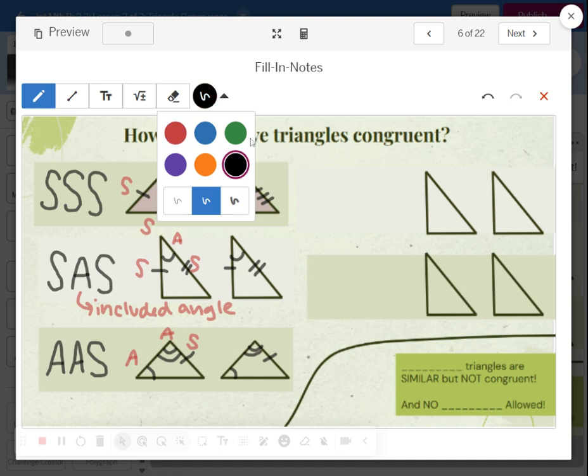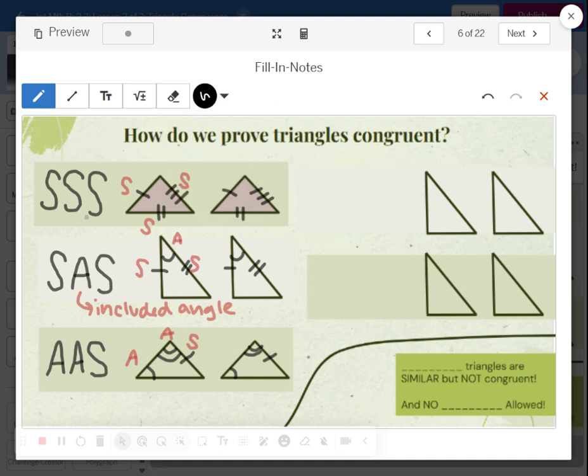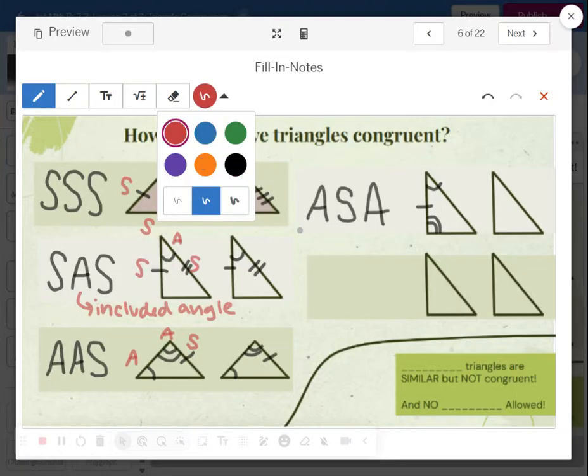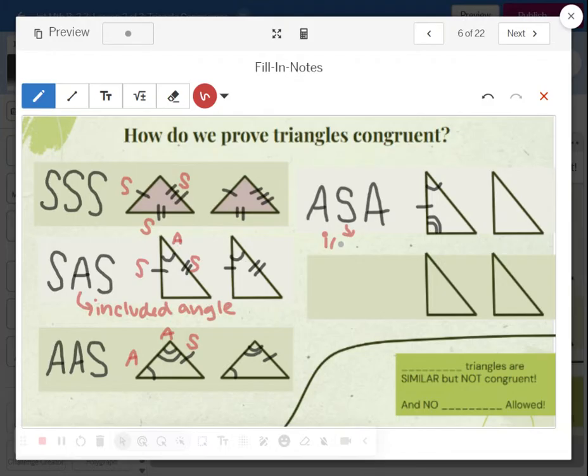All right, give you guys a moment to update your Desmos. So we're doing side, side, side, side, angle, side, angle, angle, side. Alrighty, our next one is called angle, side, angle. We're going to have an angle that's congruent, the very next side length, and the very next angle. In this case, we've got an included side length, just like from our notes earlier. Included just means it's in between. So this side length is right in the middle, in between these two angles.